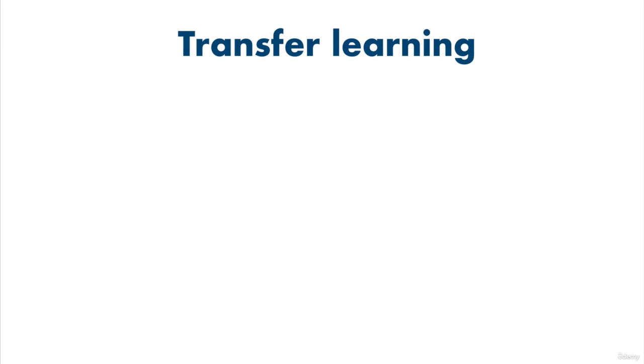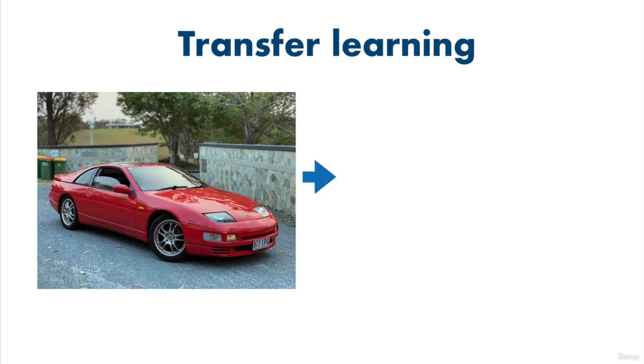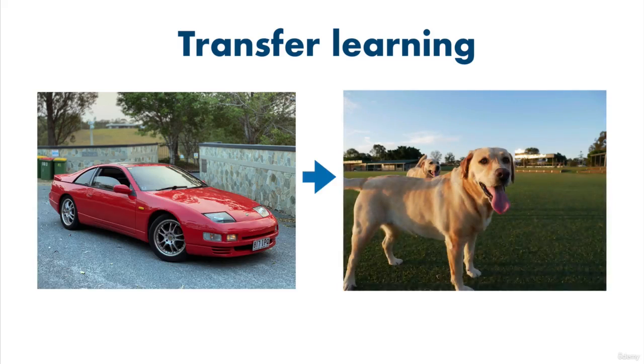Transfer learning leverages what one machine learning model has learned in another machine learning model. For example, say you're trying to predict what dog breed appears in a photo.